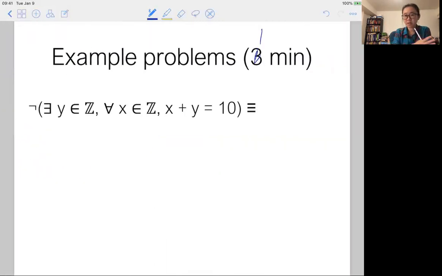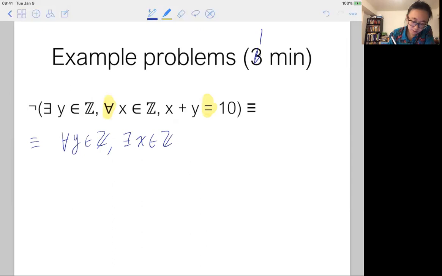Next one, again going from left to right, I'm going to do it one by one. I see the first symbol is existence. When negated, it became for all. The second symbol is for all, it will become existence. And the next one is equal. If I take negation, it's now not equal. So that's it for this one.